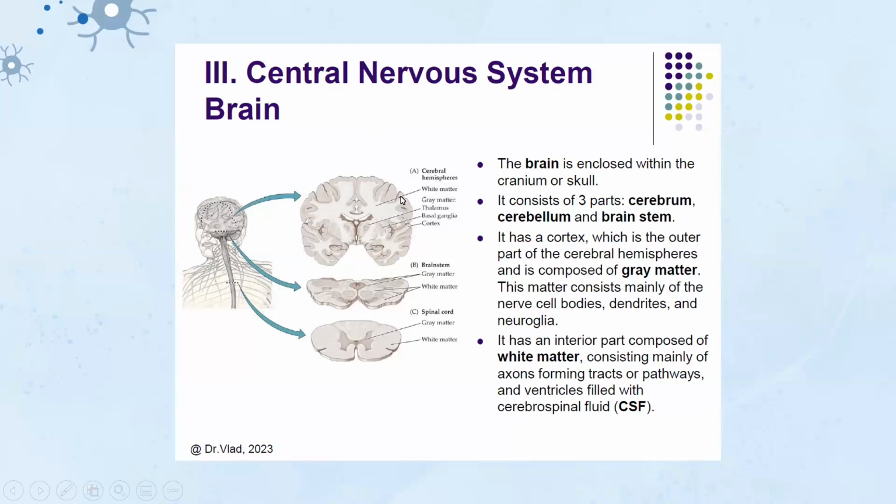The outer part of the brain is called the cortex, and it is the gray matter. The gray matter has the cell bodies, the dendrites and the neuroglia, or the supporting cells, and the interior part, or the inner part of it, is the white matter. Why is it white? Because remember we said that the axons are wrapped with the myelin sheath. These myelin sheaths are fats, and the fat appears white. So this is why they are called white matter. This is mainly for the central nervous system.